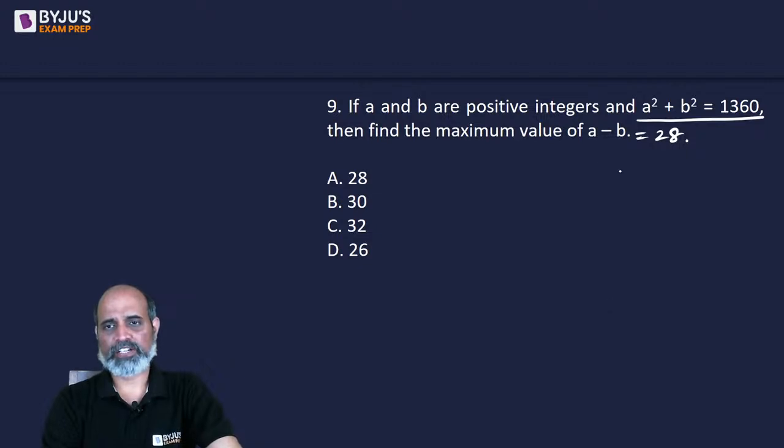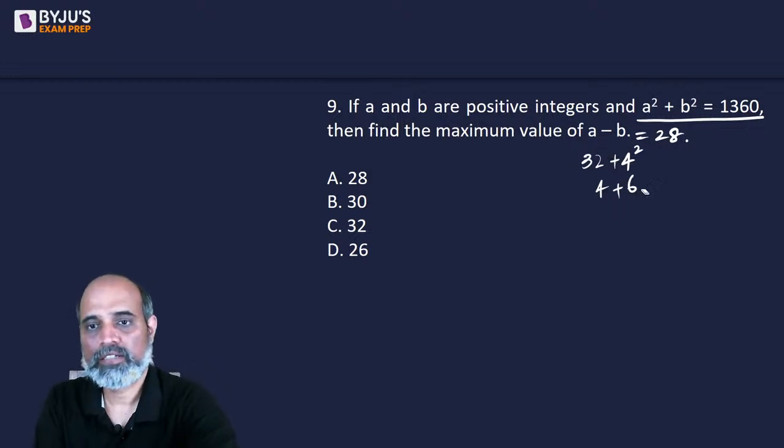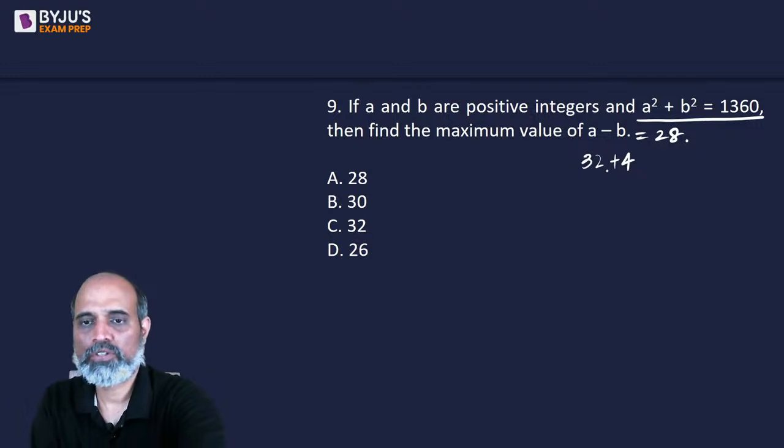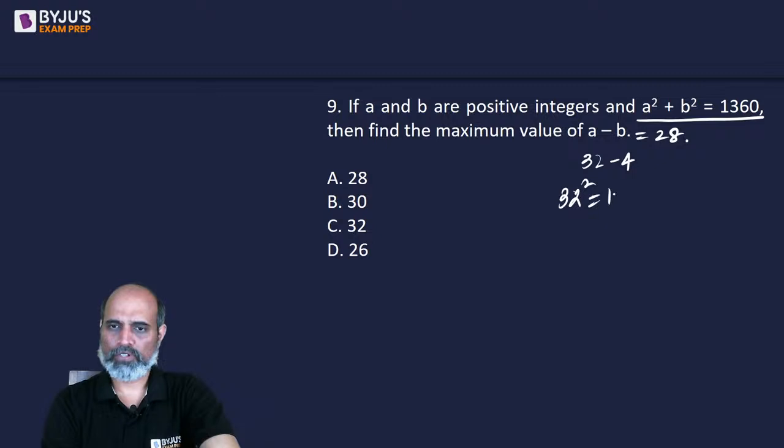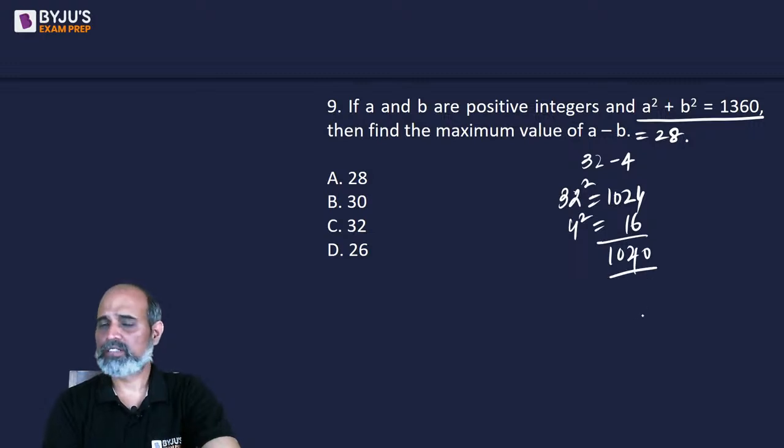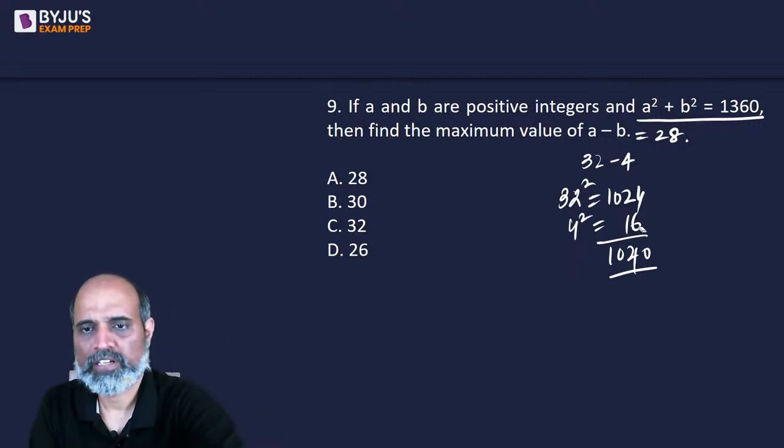If I take 32 and 4, it will not end in 0, no? So 32 square is going to end in 4, 4 square is going to end in 6. Yes, this can be 0. So we have got 1024, and then we have got 4 square which is 16, so it will only take us to 1040, right? We have to think a little further.